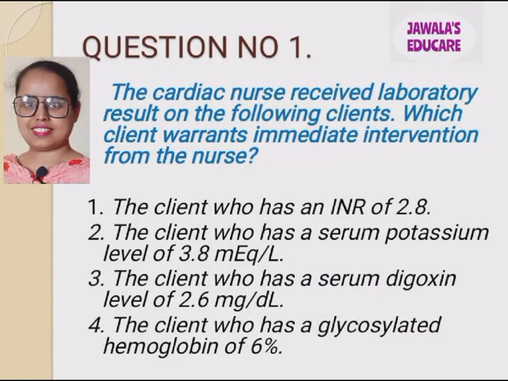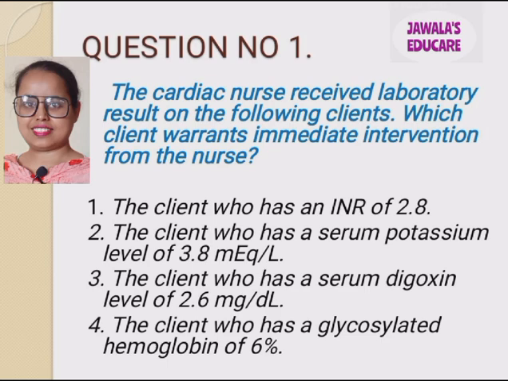So the first question for today is, the cardiac nurse received laboratory result on the following clients. Which client warrants immediate intervention from the nurse? Option 1, the client who has an INR of 2.8. Option 2, the client who has a serum potassium level of 3.8 milliequivalent per liter. Option number 3, the client who has a serum digoxin level of 2.6 mg per dl. Option number 4, the client who has a glycosylated hemoglobin of 6%.